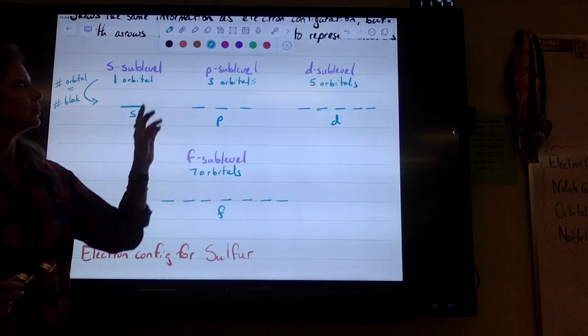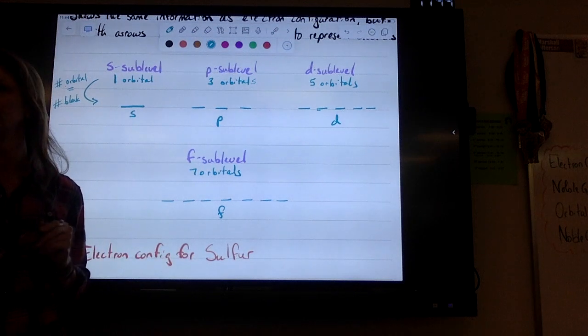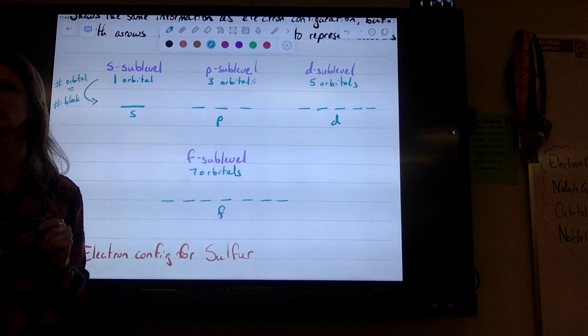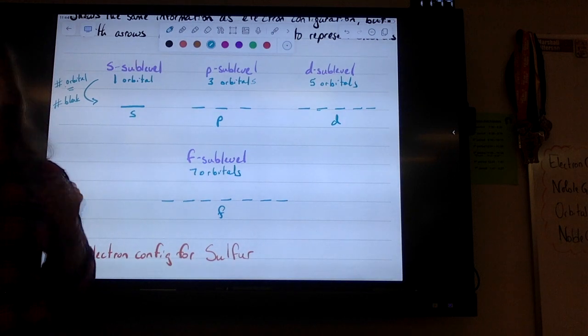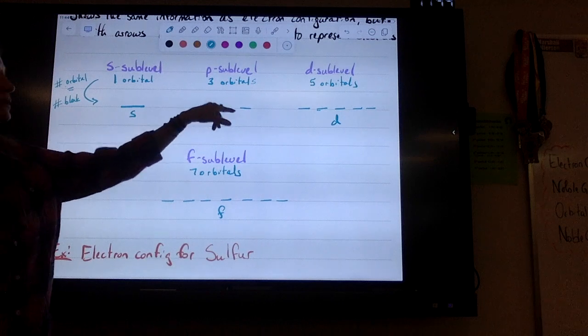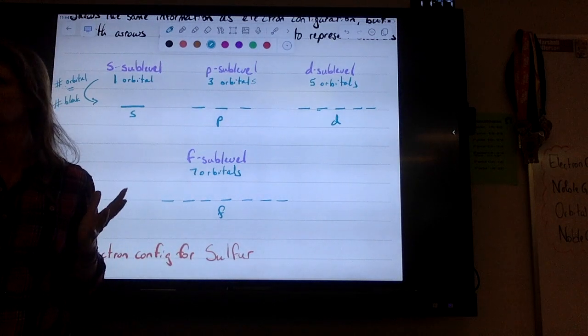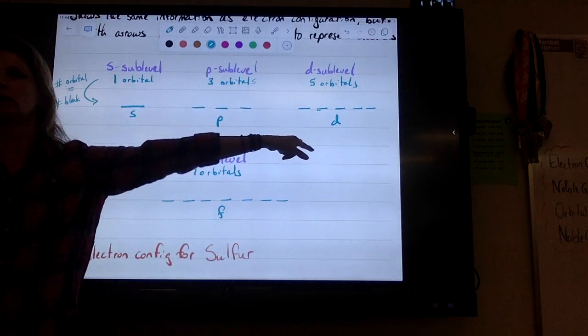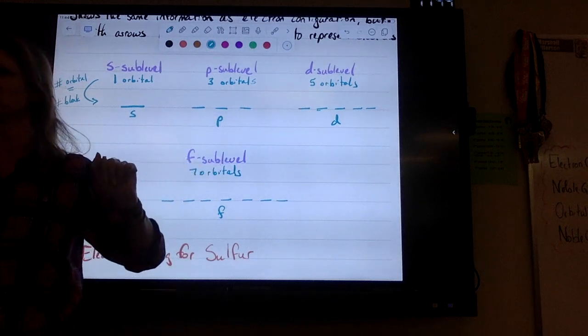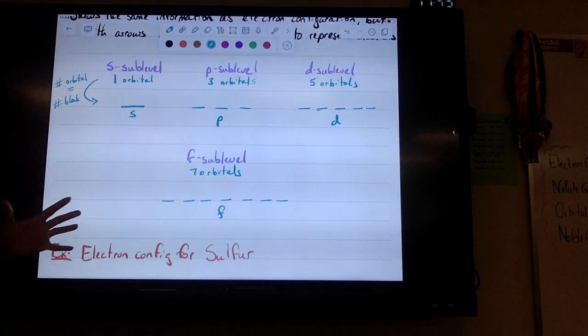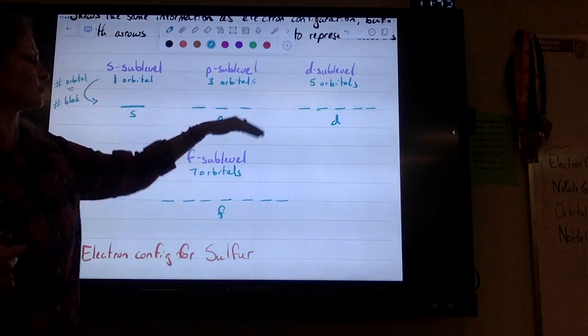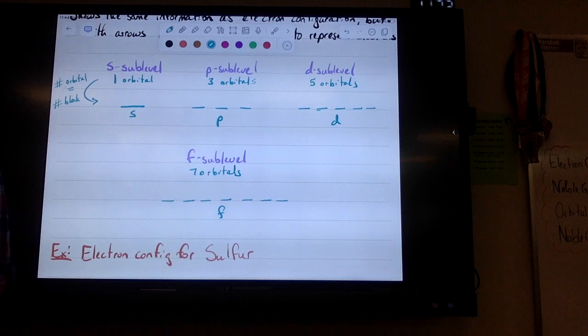All right, so a p sublevel can hold how many total electrons? 6, good. And if each of those pieces can hold 2, that means you need 3 blanks. D can hold 10. Each one can hold 2. That means you need 5 blanks. Yes? Okay. Another way that students are remembering it is just 1, 3, 5, 7, or the first odd numbers. Whichever way works for your brain.